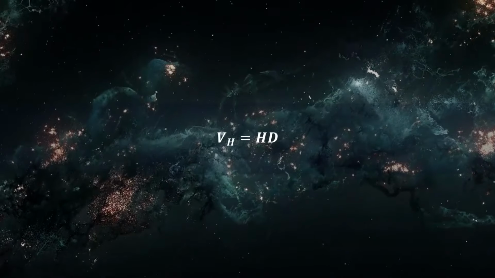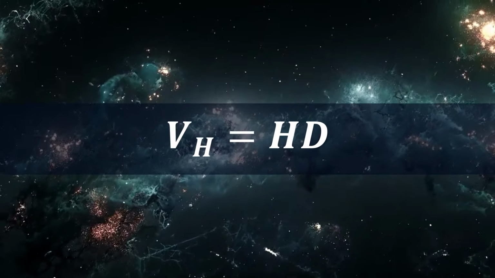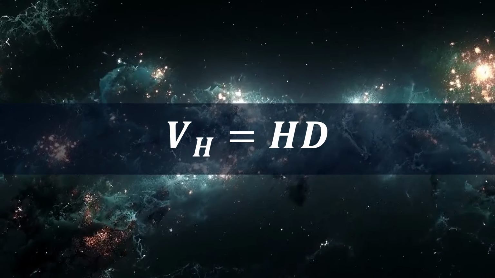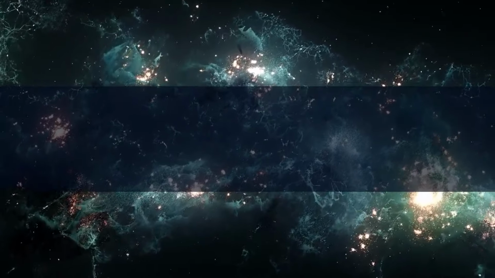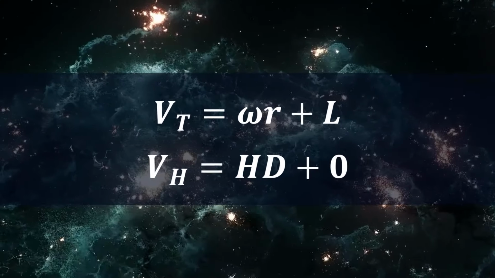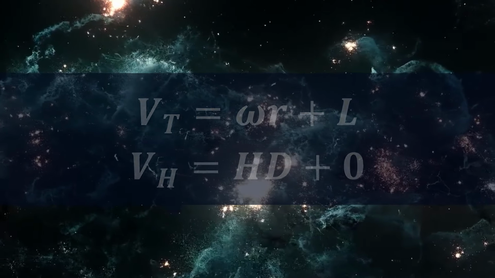Hubble's law, on the other hand, describes the velocity of a galaxy in the universe, and the general calculation relation is as follows. Now, we calculate the velocity of the universe for a galaxy and correspond it to the velocity in Hubble's law.